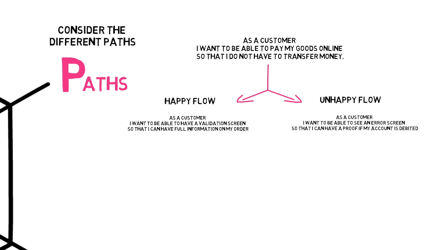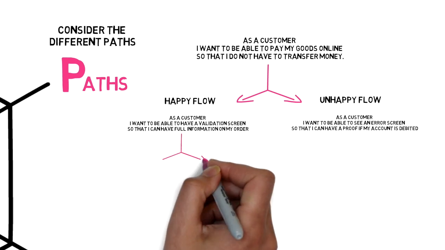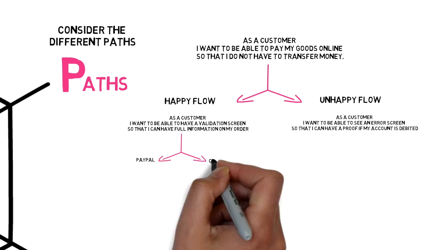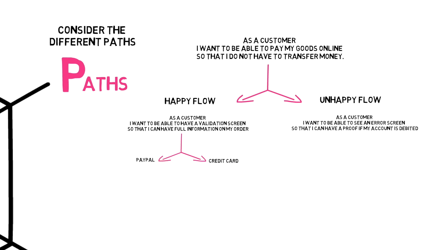We can still split the happy flow into different other paths. One could be that the customer can pay using PayPal or credit card. Then with the credit card, we can first take into account Visa, then MasterCard. Again, keep in mind that we should split the user story only when it makes sense and when it is too big to fit in a sprint, for example.